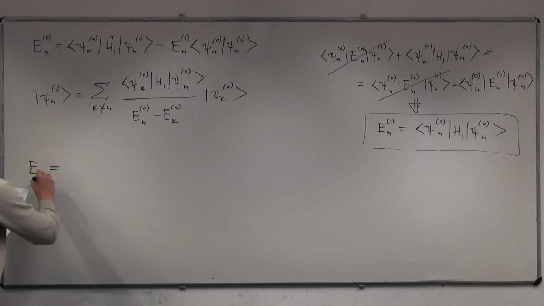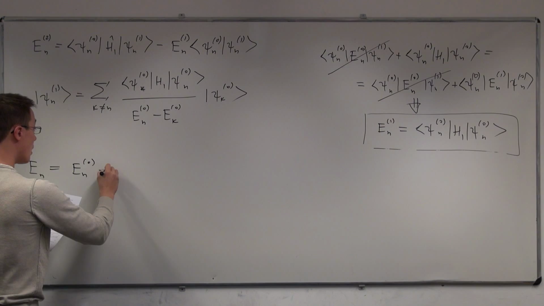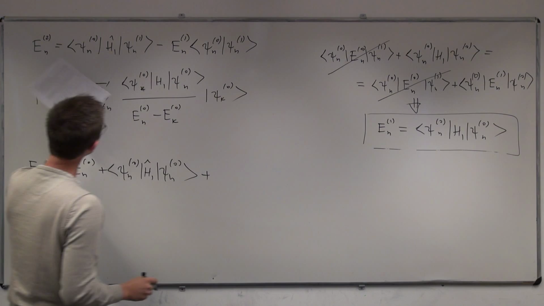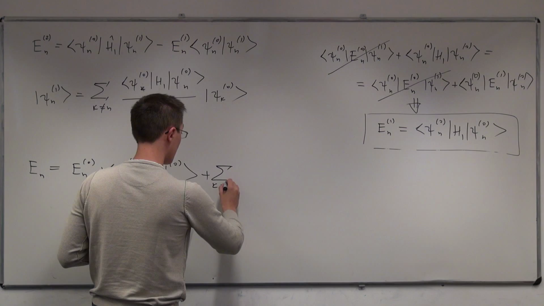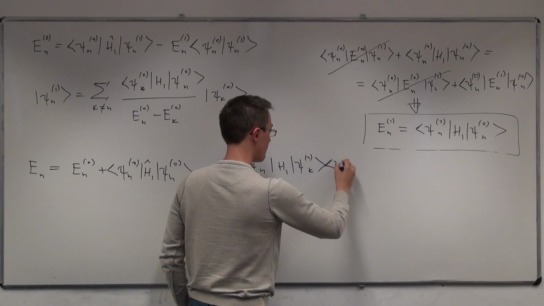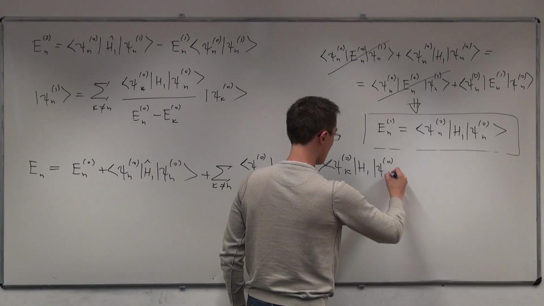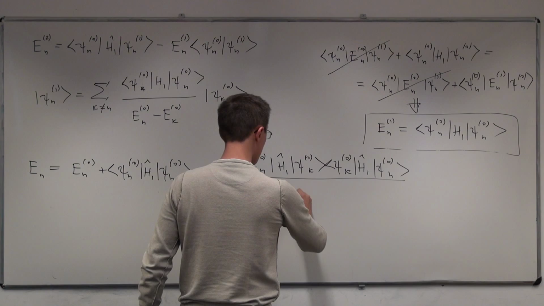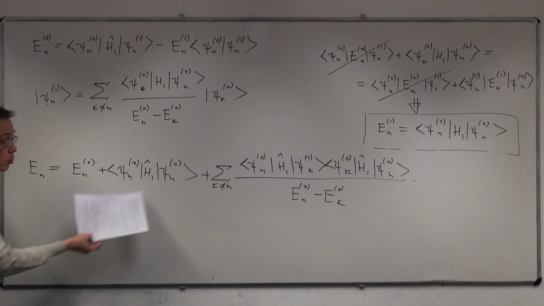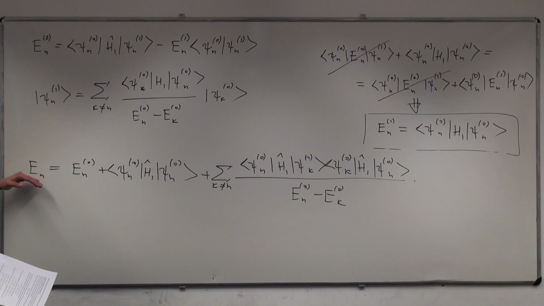E n is E n of the unperturbed system plus the first order correction, psi n 0 h1 psi n 0, plus the second order correction coming out of this expression, a sum over k that's not equal to n, psi 0 n h1 psi 0 k, psi 0 k h1 psi 0 n, divided by the energy difference E 0 n minus E 0 k. Okay, so bottom line, these are the extra terms that came out of the introduction of the magnetic field, and this is the correction to the energy of each level.